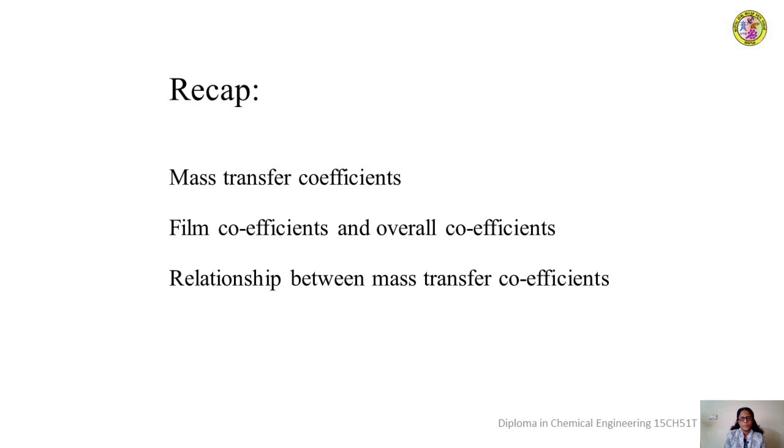Before we look into the topics of today's session, let me tell you briefly what we learned in the previous session. We took up the mass transfer coefficient topic. We understood what a mass transfer coefficient is, what film coefficients and overall coefficients are, what kind of relationship exists between the various film coefficients, and also how to obtain the relationship between the overall and film coefficients.